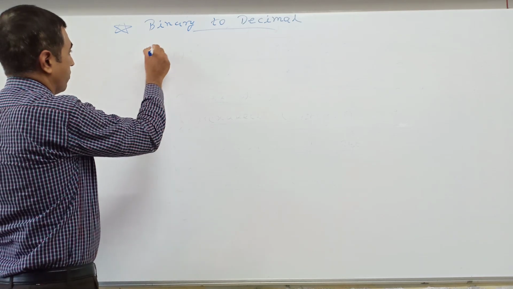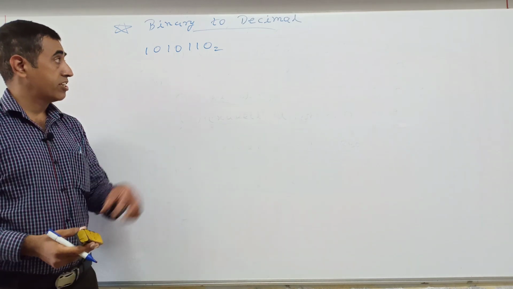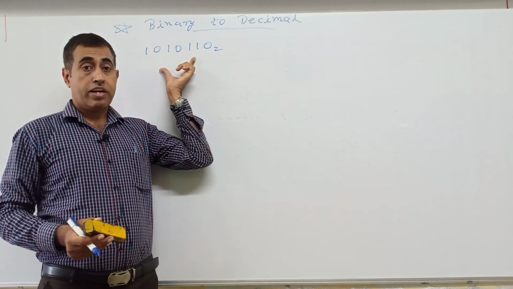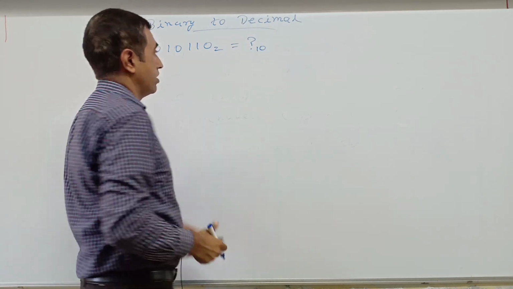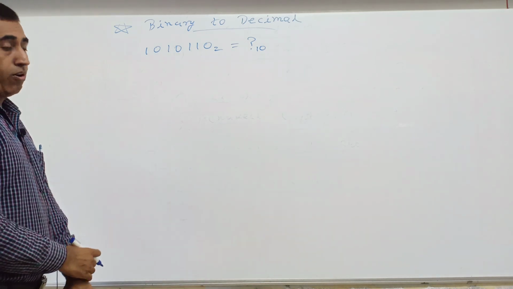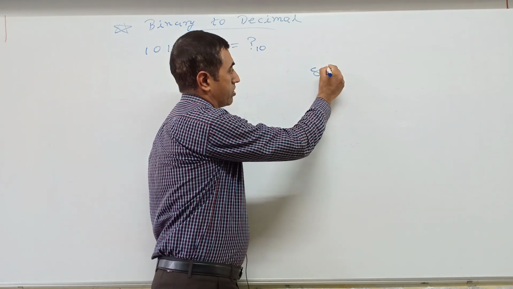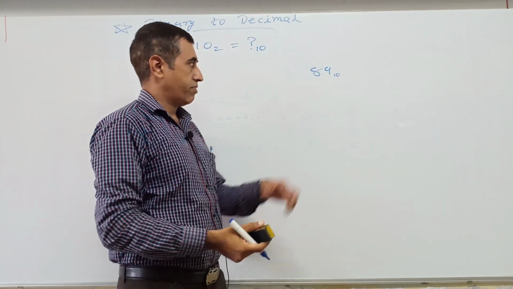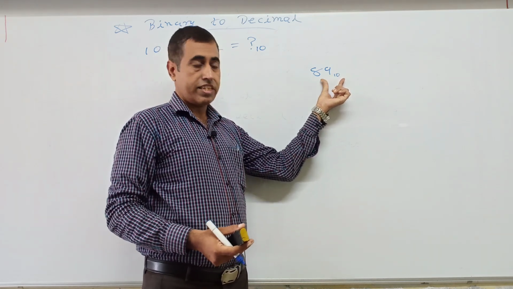Suppose the number is 1010110. Yes, because this is binary system, so only two digits are available, 1 and 0. This number represents any decimal number, and then you have to convert it. So we need to convert this binary number into our decimal form. Now, before converting this, we must understand our decimal number. Suppose 89 number is there, and this is decimal. Whatever base is, that you write here. It is written 10, it means this is decimal number.